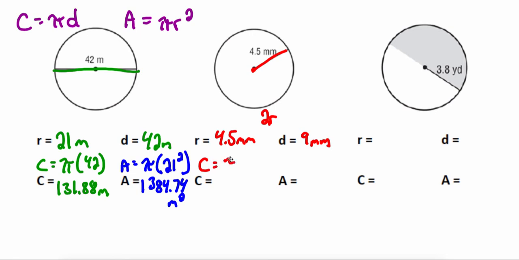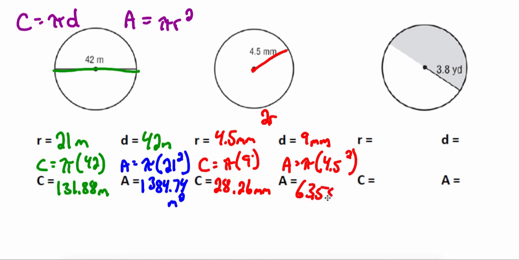Circumference is pi times the diameter, times 9. So 3.14 times 9 is 28.26 millimeters. Area is going to be pi times the radius, 4.5 squared. So 3.14 times 4.5 squared gives me 63.585. We're dealing in millimeters, so millimeters squared. Remember, area is always squared.